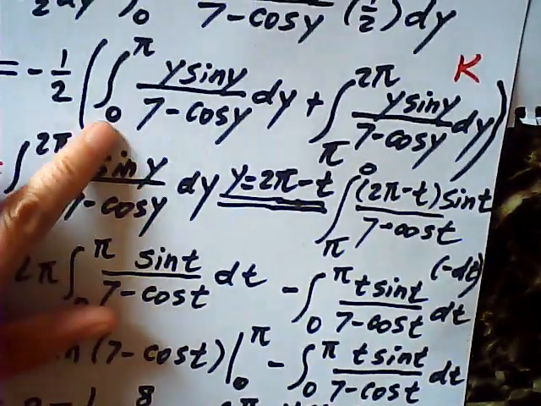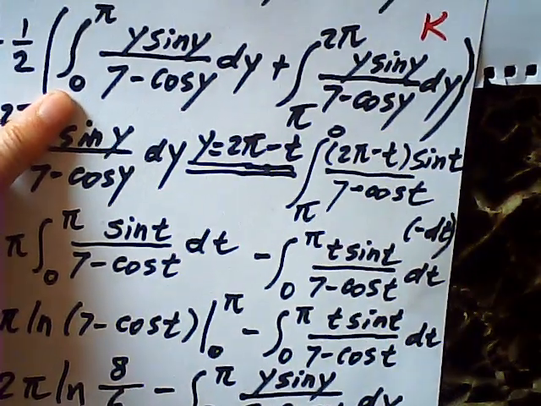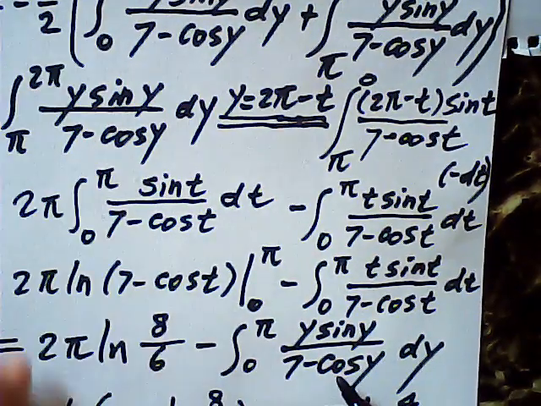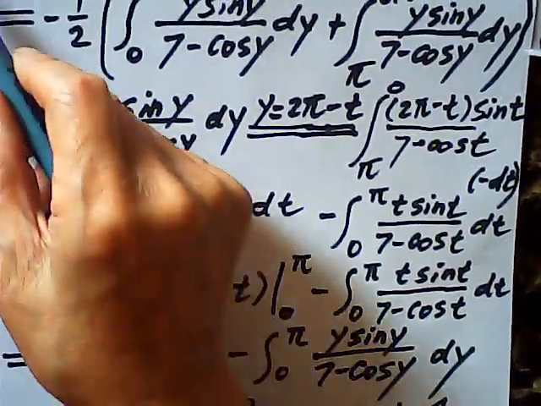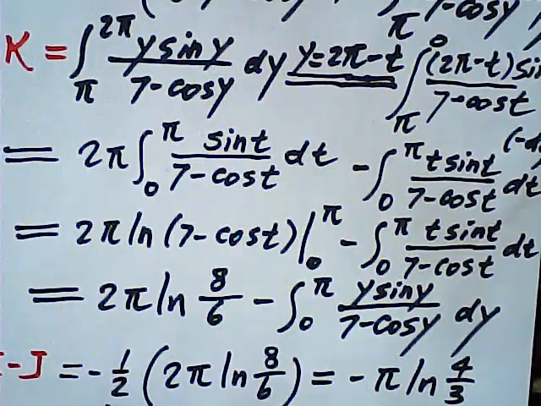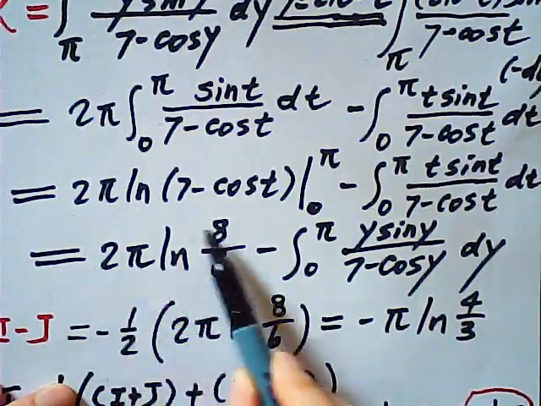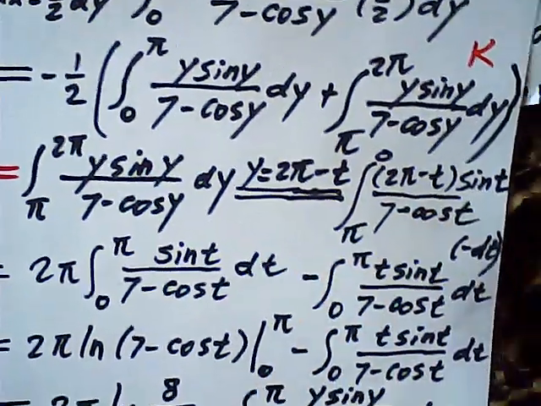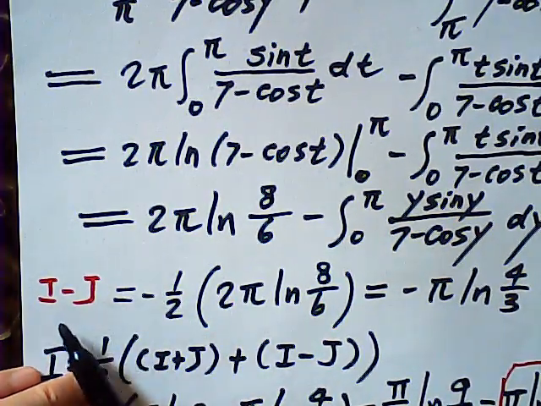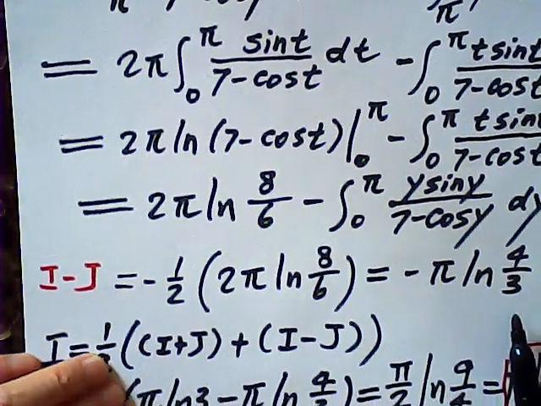So this one becomes this. The reason is that this one is the same as that one. In other words, this is the K. If we plug this K back, then this will cancel with that. So it ends up with I minus J becoming simply negative one half of this one only, because this cancels with that. So I find that I minus J is minus pi log 3 over 4 over 3.